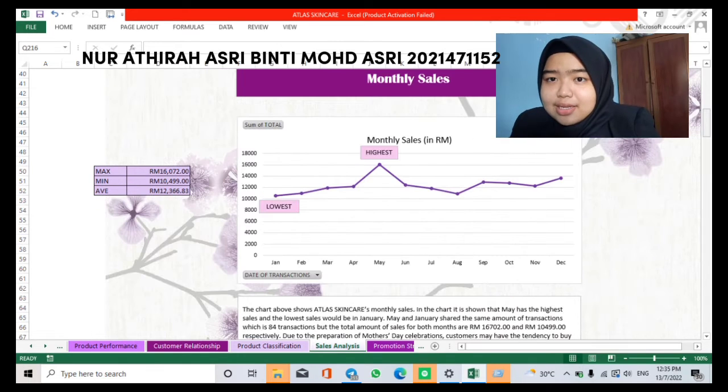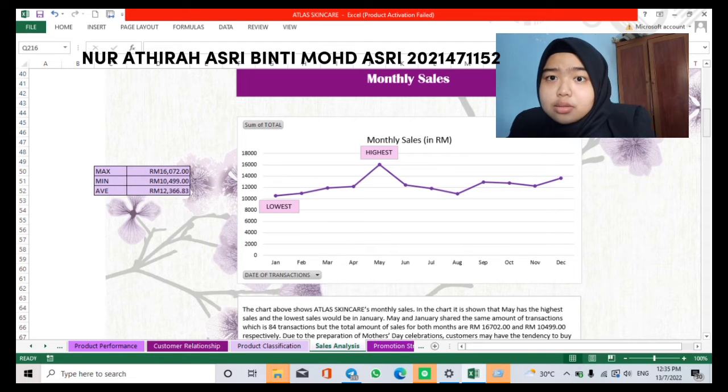Next, we have Atlas Skincare monthly sales. It is shown that May has the highest sales and the lowest sales are in January. May and January shared the same number of transactions, which is 84 transactions, but the total amount of sales for both months is different. May's total sales is 16,702 ringgit, while January is 10,499 ringgit.